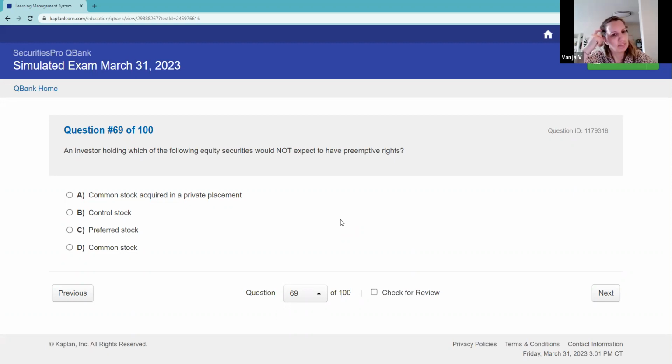Preferred stock definitely is. Controlled common stock acquired in a private placement. Let's just do D. That's a plain bad miss, regular.